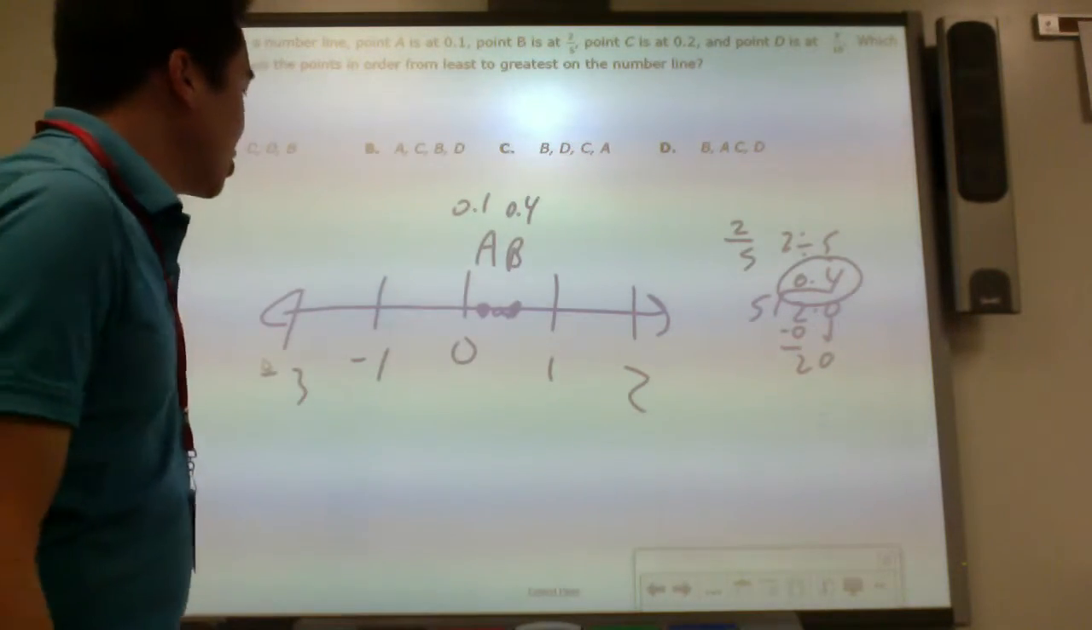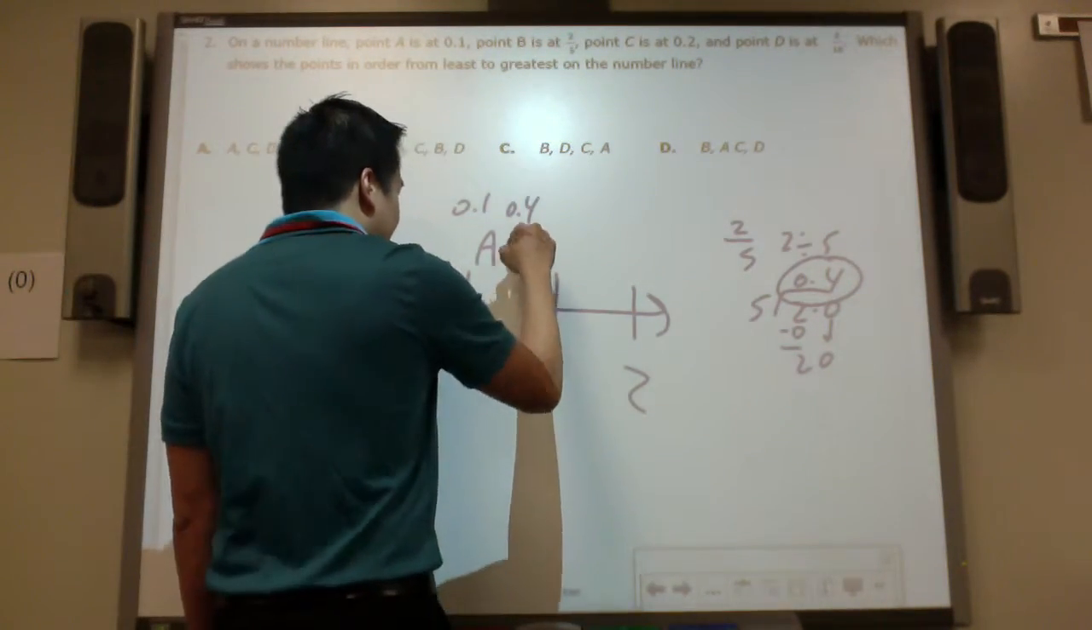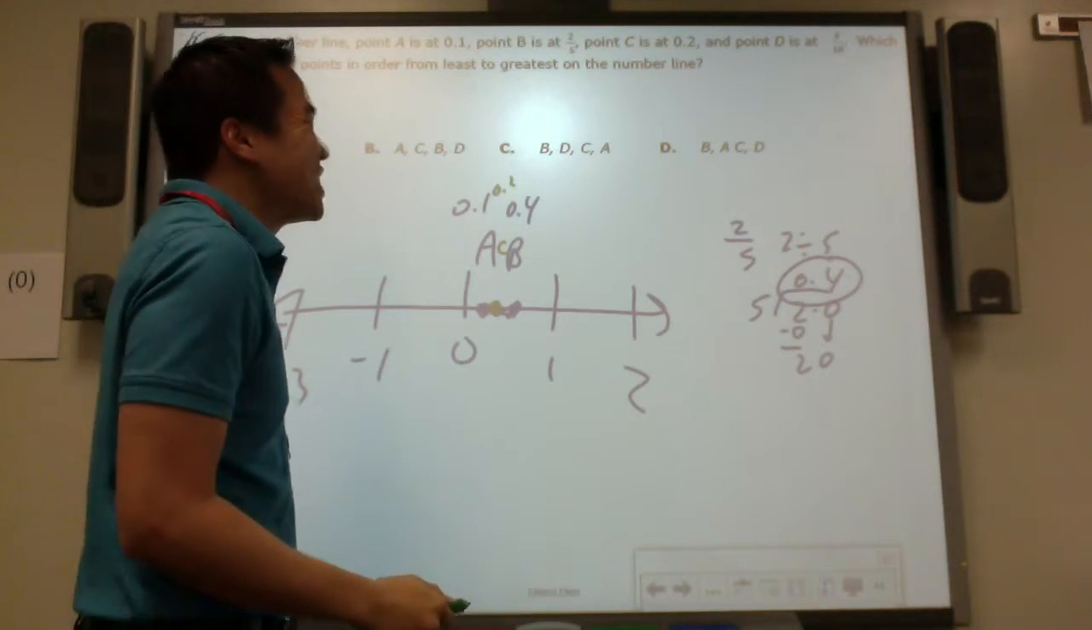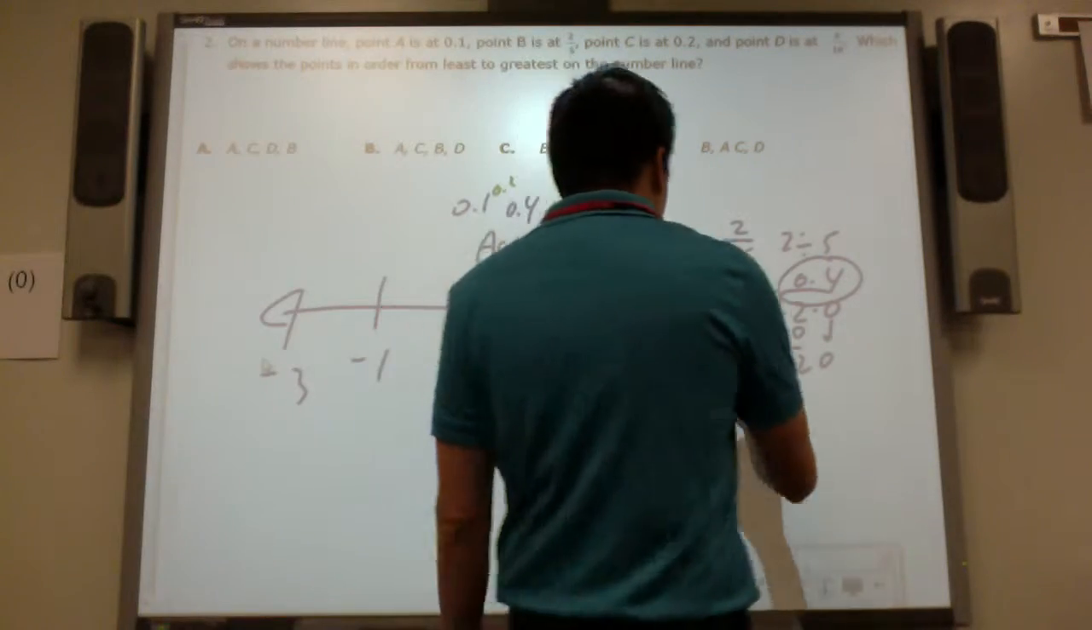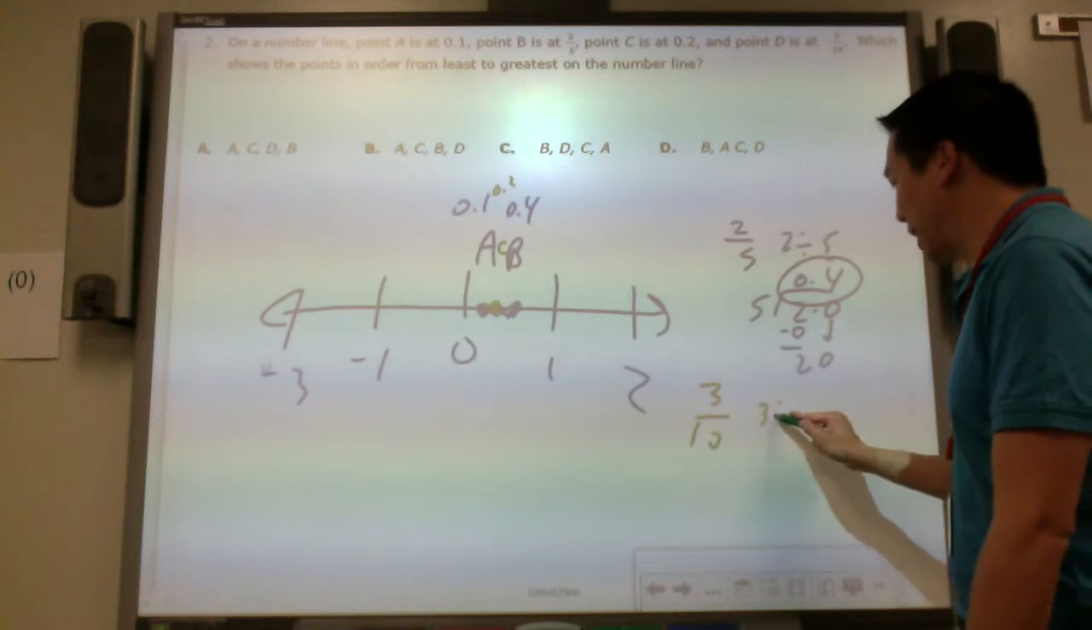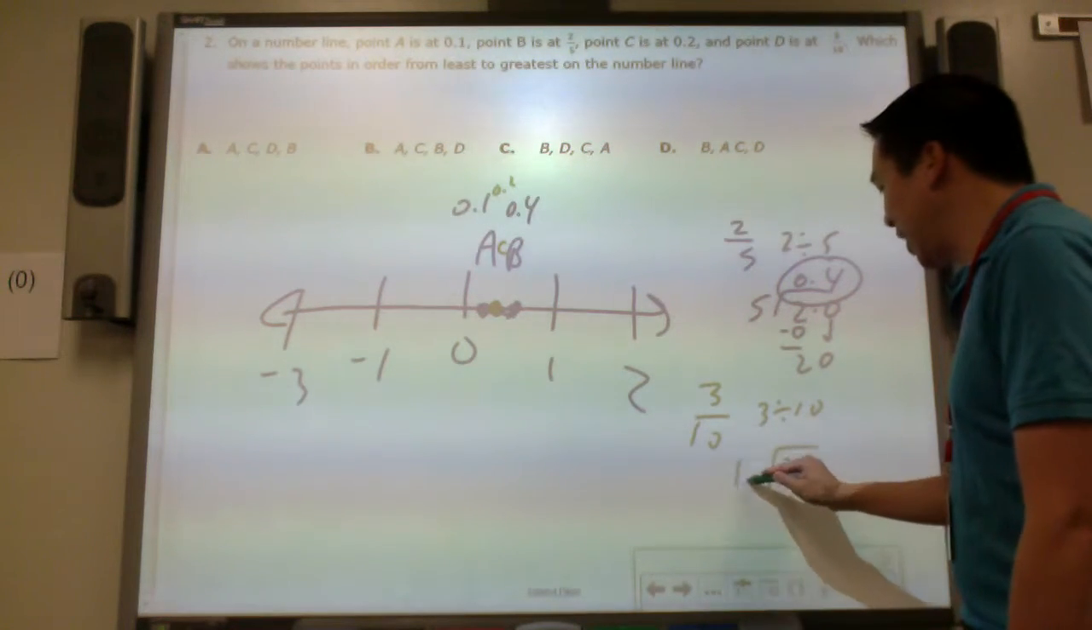Point C is at 2/10. So C would be right here, 2/10. And point D is at 3/10. If we have to, I will turn it into a decimal to show you. How do you read this? 3 divided by 10, or 3 divided into 10 parts.